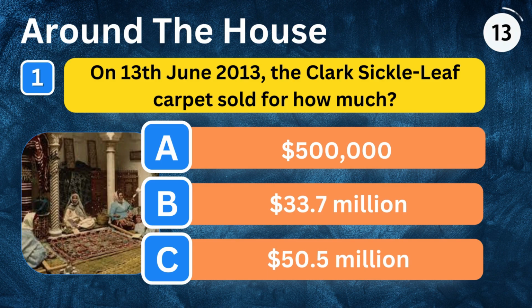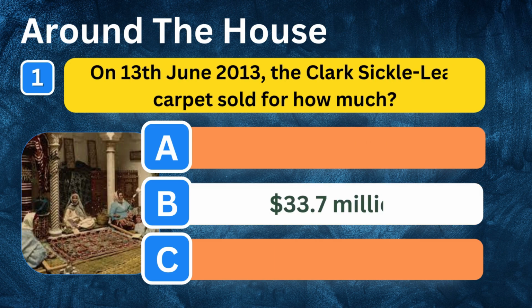On the 13th of June 2013, the Clark Sickle Leaf carpet sold for how much? Was it $500,000, $33.7 million or $50.5 million? And the answer is $33.7 million.